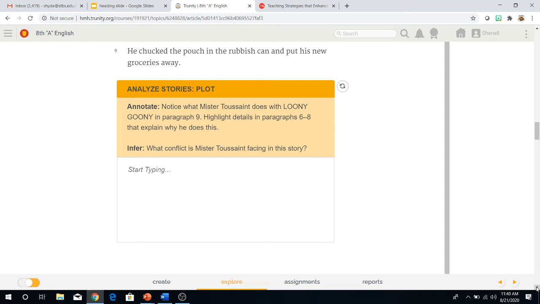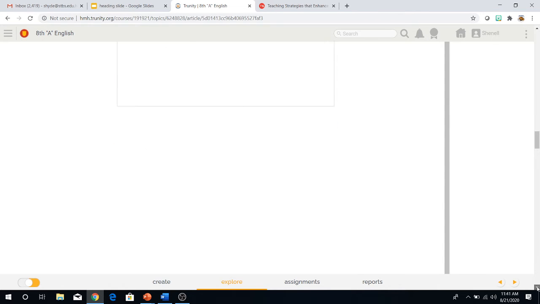And after you're done annotating, you can infer with that information what conflict Mr. Toussaint is facing in this story. And you write it in your textbooks. Again, you don't have enough space? Take notes in your notebook.